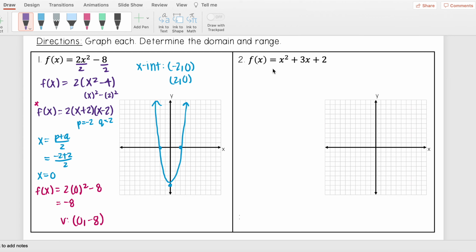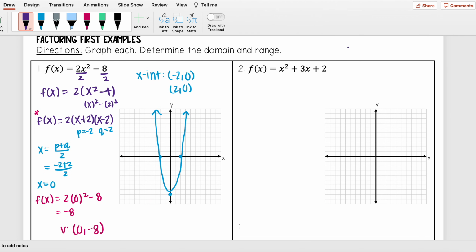So looking at number 2, I have f of x is equal to x squared plus 3x plus 2. Now this one's a trinomial, and since my a value is equal to 1, I'm just looking for two numbers that multiply to 2 and then add to equal 3. Well, the only ones that multiply to 2 are 1 and 2, and I see that those two do add to 3. 1 plus 2 is equal to 3. So that means that this factored out is going to be x plus 1, x plus 2. I just put those factors into my parentheses.